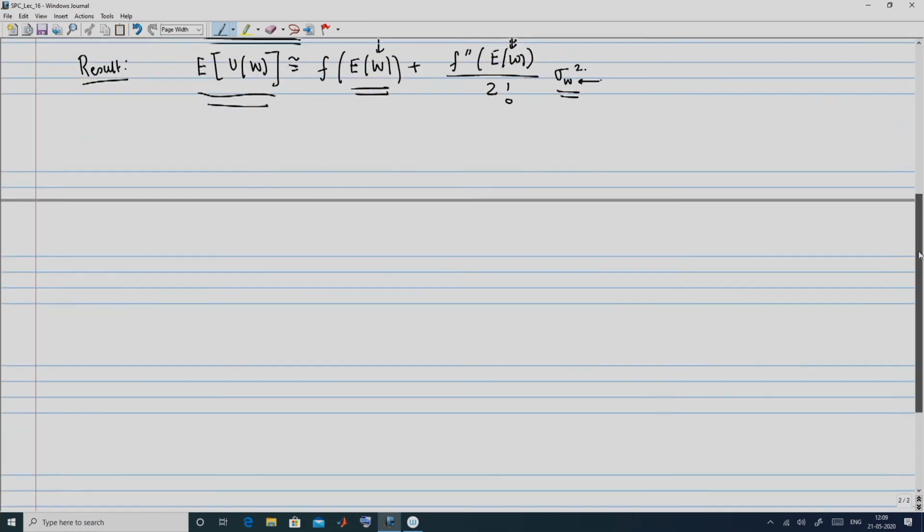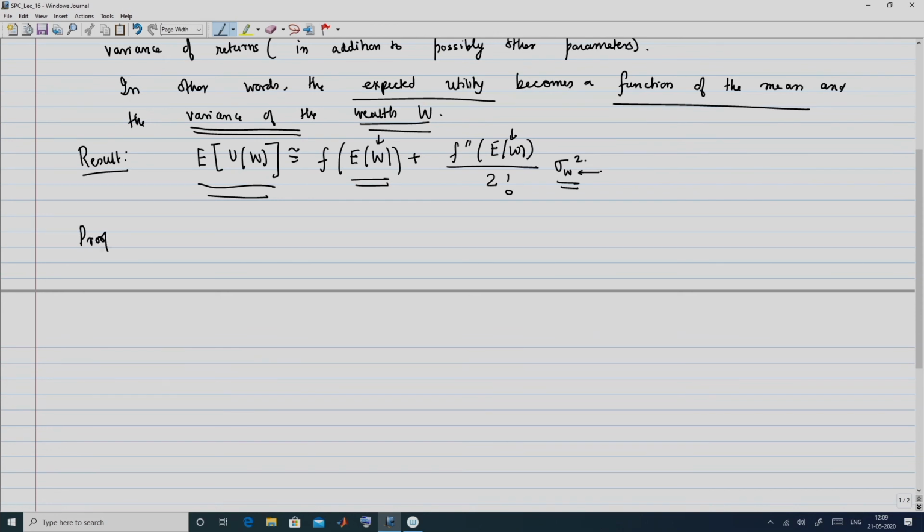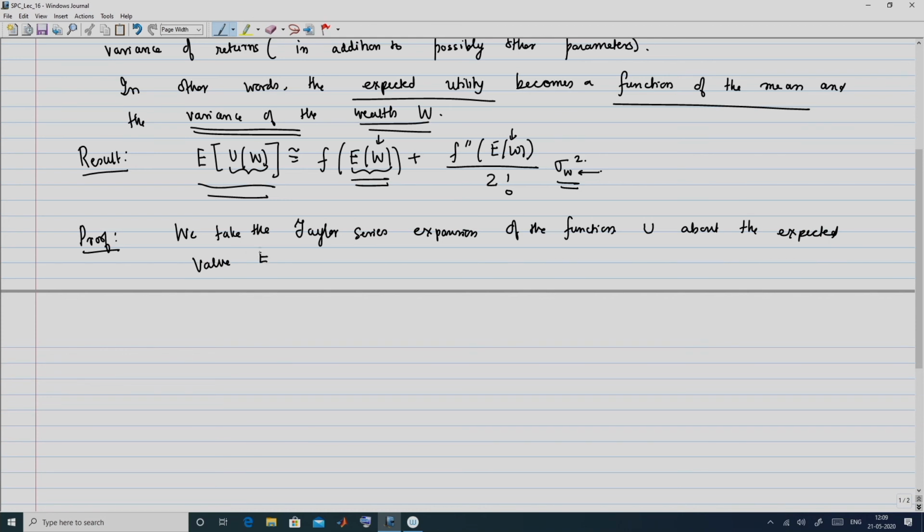All right. So, by looking at the form of the result, one can immediately guess that this has been derived making use of the Taylor series. So, accordingly, we take the Taylor series expansion of the function u, that means of this u of W, about the expected value E of W, since I have the term E of W. So, therefore, U of W, I can rewrite as f of E of W plus W minus E of W.